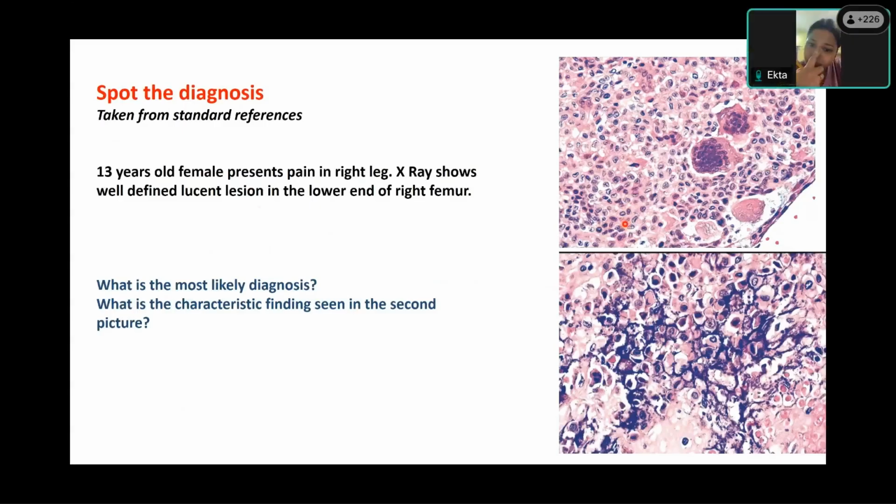Giant cell tumor. Okay, one giant cell tumor. Look at the second picture. What are you seeing in the second picture? One giant cell tumor, but look at that second picture. That is giving away the diagnosis. Yes, people are writing in the chat box. That's correct.